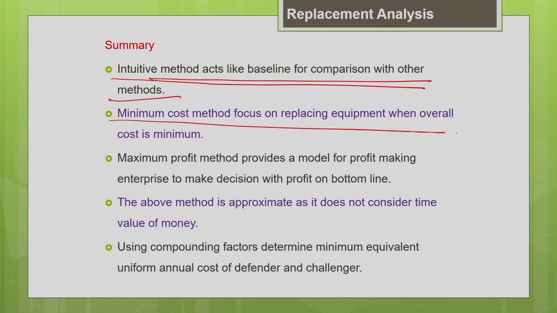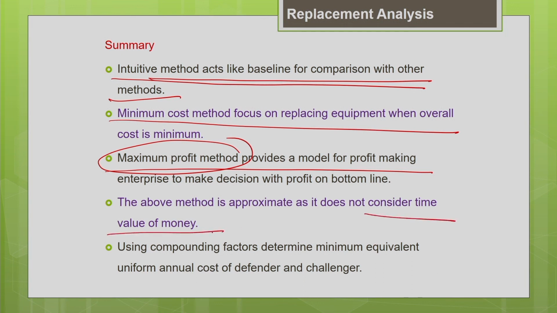The minimum cost method focuses on replacing your equipment when the overall cost is minimum, and the maximum profit method provides a model for profit-making enterprises, particularly companies whose main objective is only to make profit. Those companies can use the maximum profit method, provided they are able to extract the profit of the individual equipment from the entire project. One thing to note, as I mentioned in the earlier lecture: we are not considering the timing of the cash flows. That is why the analysis we have done so far is only approximate.